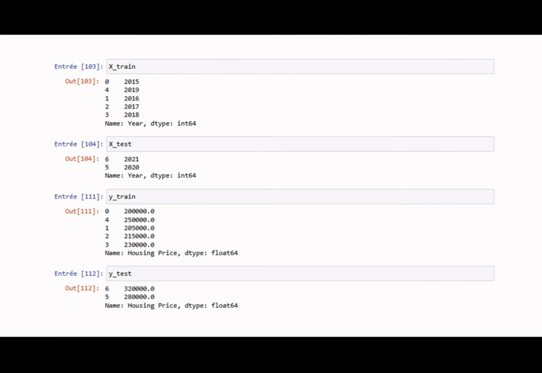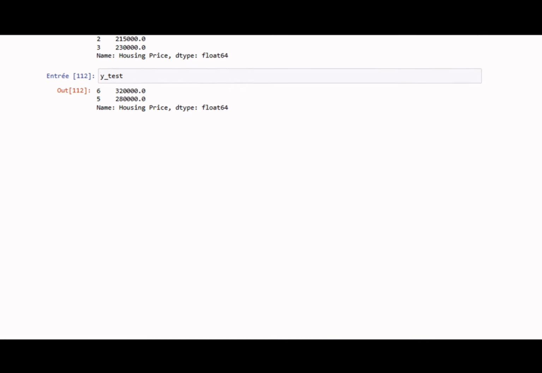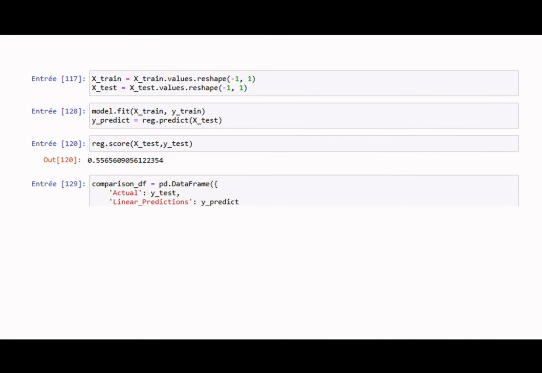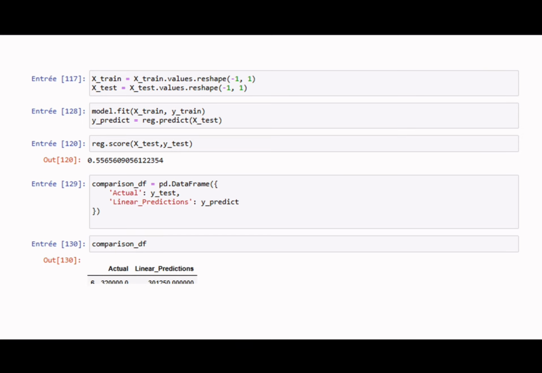After splitting our dataset, the training data is used to build the model. The test data is kept aside for final validation. Here we print both xtrain and xtest years and ytrain and ytest housing prices to confirm the split was done correctly. Step 8. Training the model on training data. Now we train the model by fitting it on the training data. Once trained, we use the model to make predictions on the test set and evaluate its accuracy.